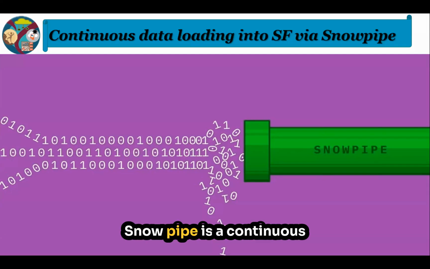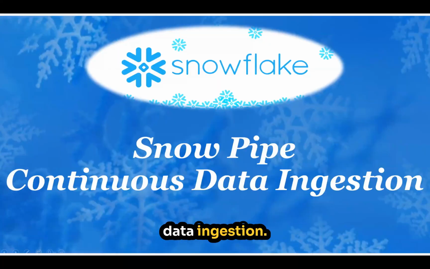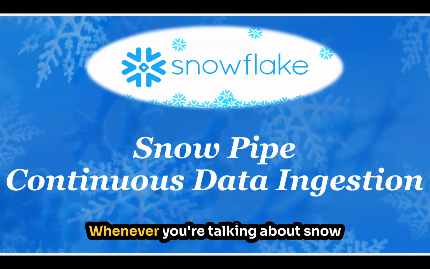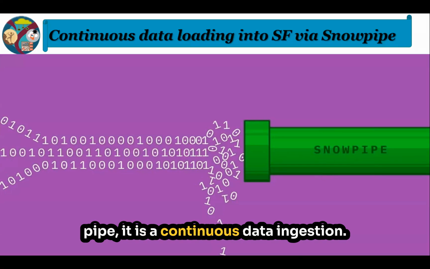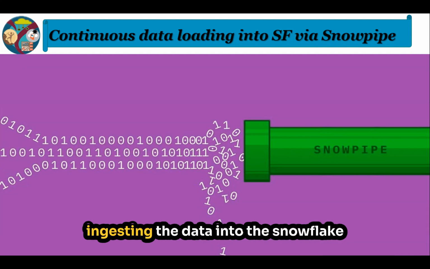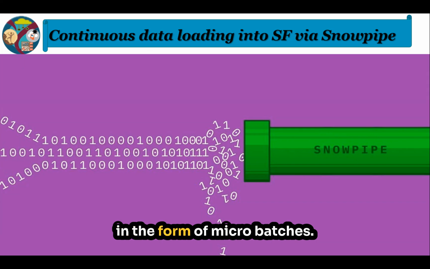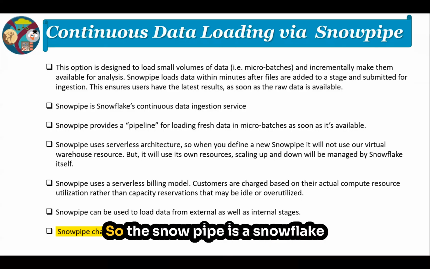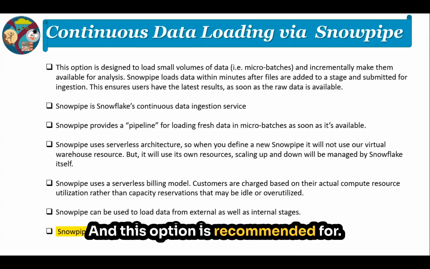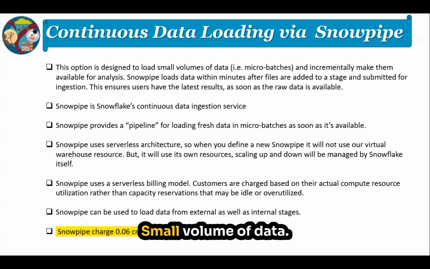Snowpipe is a continuous data ingestion, right? Bulk load is not a continuous data ingestion. Whenever you are talking about Snowpipe, it is continuous data ingestion. Basically, you are building a pipe, and through that pipe you are continuously ingesting the data into Snowflake in the form of micro batches. Snowpipe is a Snowflake continuous data ingestion service, and this option is recommended for small volumes of data.